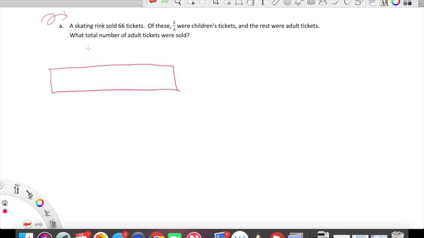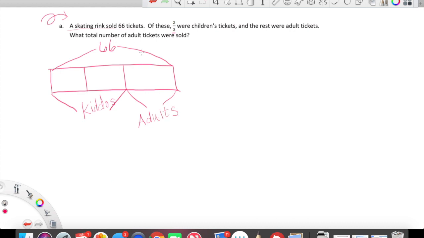Okay, so our whole is 66, right? There were 66 total tickets sold. We're going to chop the rectangle up into thirds because the denominator is 3. So let's go ahead and label what we know. 2/3, 2 out of these 3 smaller rectangles, you guys, were kiddos. And then the rest, which you guys can see, is just 1/3 were adults.